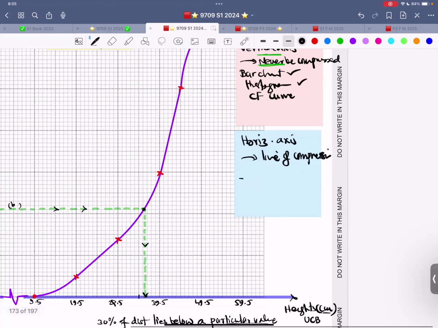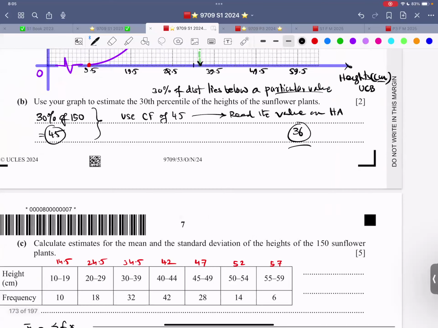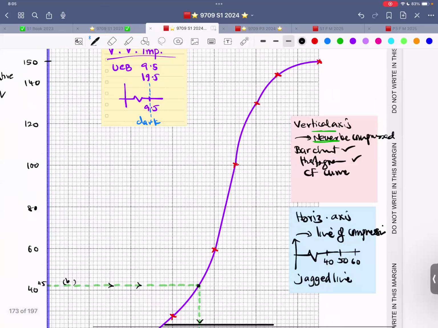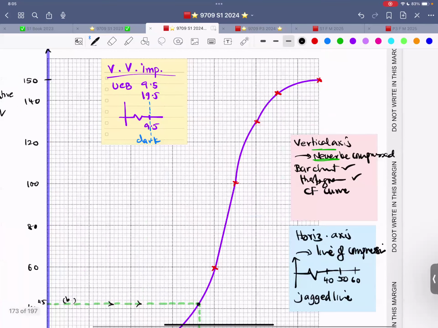So this is the line of compression. Maybe this is your y-axis and we are starting with 40. No issue, so 40, 50, 60, and so on. A line of compression, a jagged line like this, can be drawn, and that's how we can work it out. So this is something very, very important. Take a screenshot, save it for yourself.